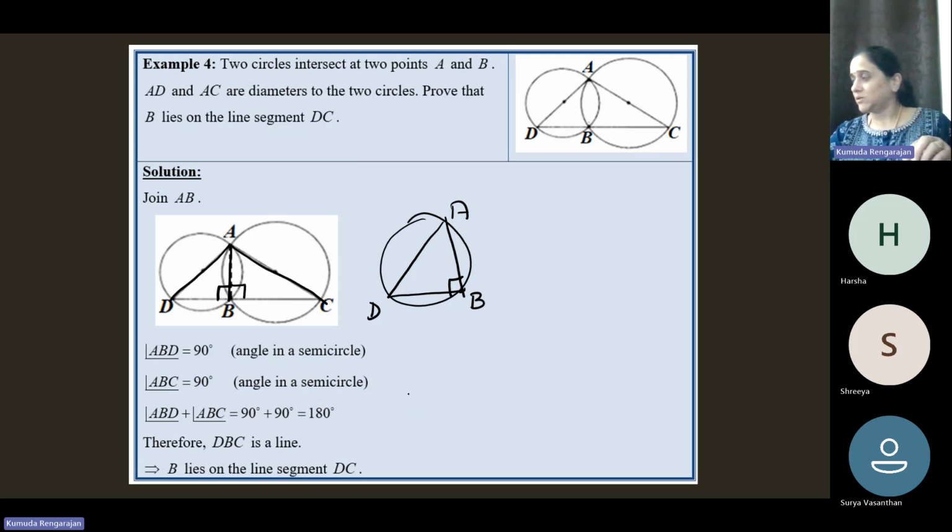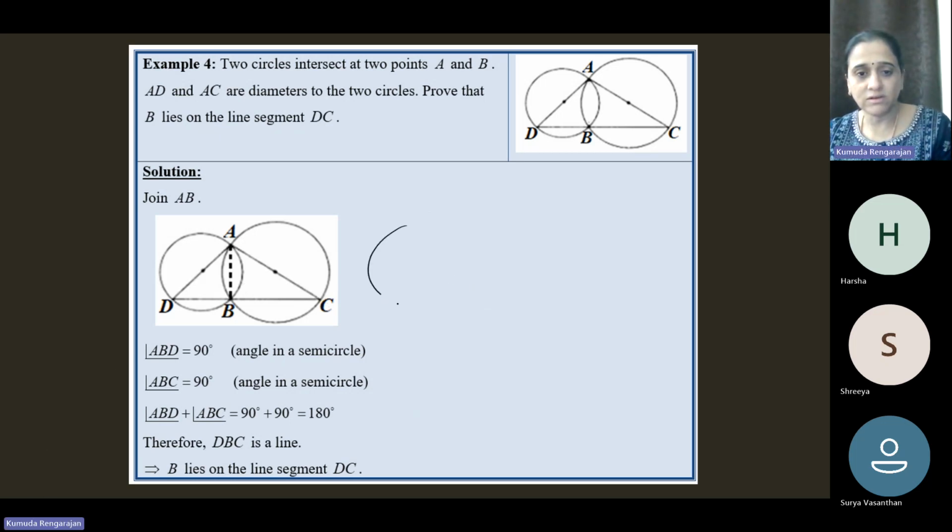Those two points A and B lie on both the circles because the two circles intersect there. On which circle does A lie? On both the circles. On which circle does B lie? On both the circles, because that's where the two circles intersect. The two circles intersect at A and B, which means A is a point common to the two circles, and B is also a point common to the two circles.